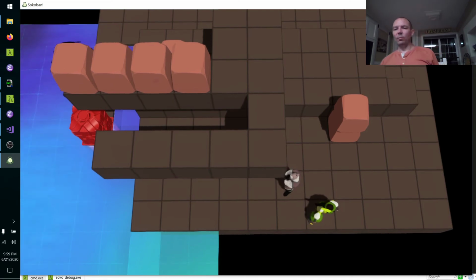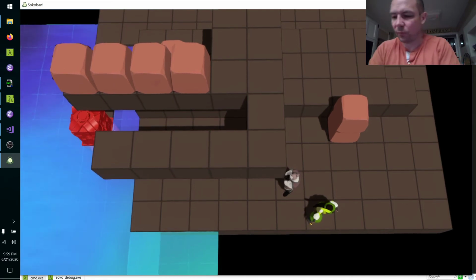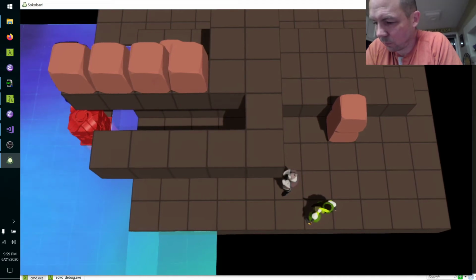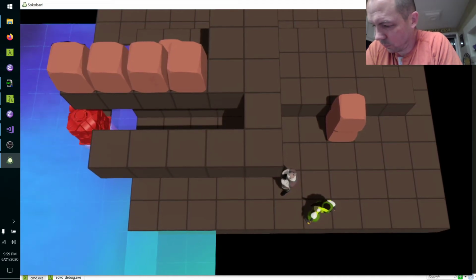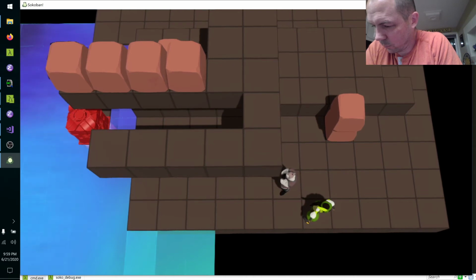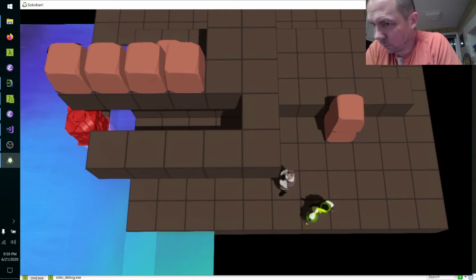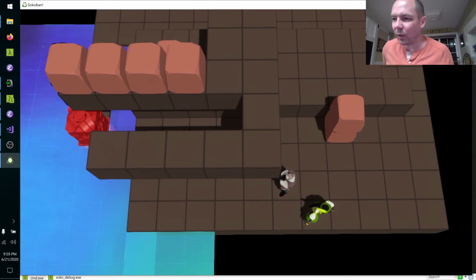Let's start making some levels that just do this. Seven-minute abs chair.